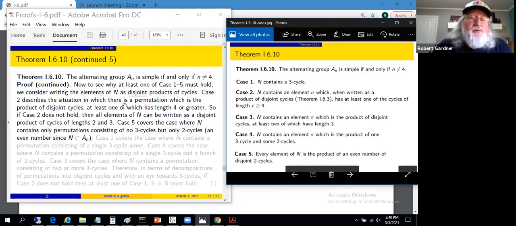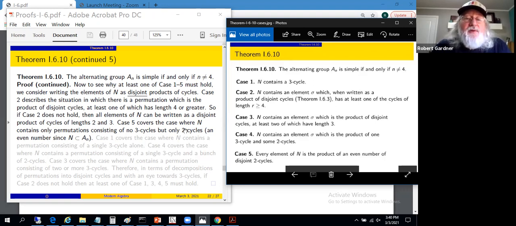Case 2 describes a situation in which there is a permutation, which is the product of disjoint cycles, at least one of which has length 4 or greater. So that covers a lot of turf. That just leaves us dealing with cycles of length 3 or less. So if case 2 doesn't hold, all the elements of n can be written as a disjoint product of cycles of lengths 2 and 3.